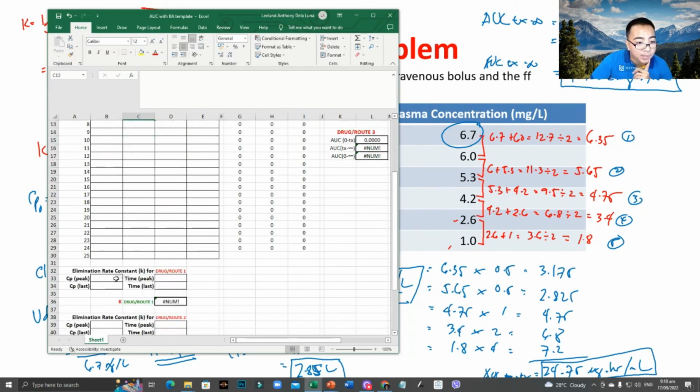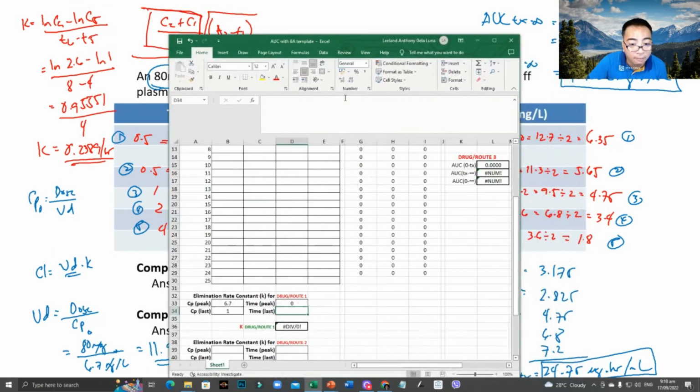Okay? The next question here is, what peak concentration will I use? In my case, class, you can choose any concentration. I'll use 6.7? Okay, let's use 6.7, that's fine. 6.7, and then my last is 1. The time for this is 0, and the time for this would be 8, on the 8 hour. So, class, here my K is already computed, the elimination rate constant, which is 0.2378.